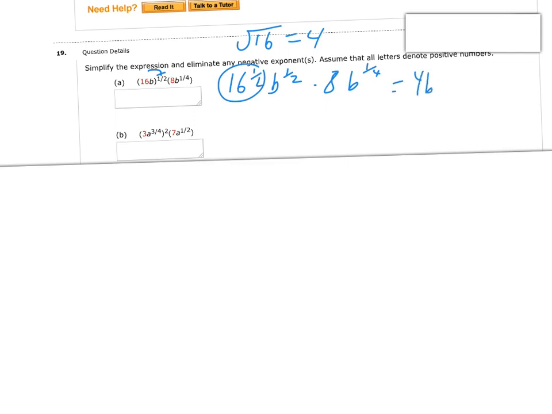And you know what I'm going to do here? I'm going to think ahead. And I know I need to add these guys together, so I'm going to think about a common denominator. So I'm going to call this the 2/4 power now. And then we'll make this times 8b to the 1/4. So I'll multiply the big numbers together first, the regular coefficients. So that'll be 32b to the, and now I can add those together as 3/4.